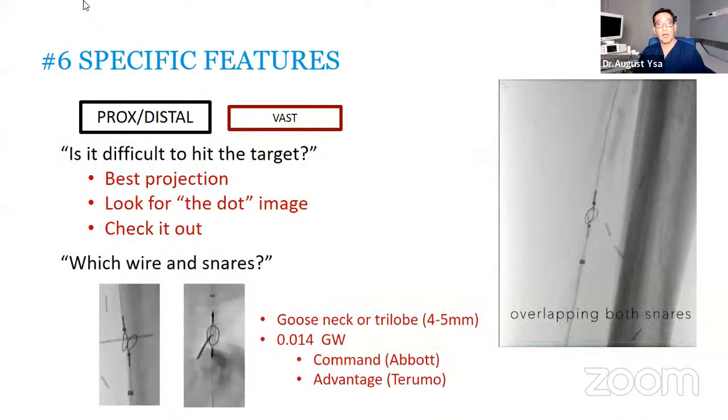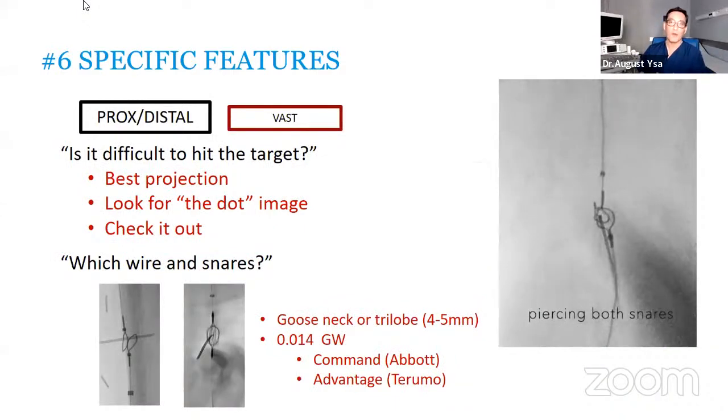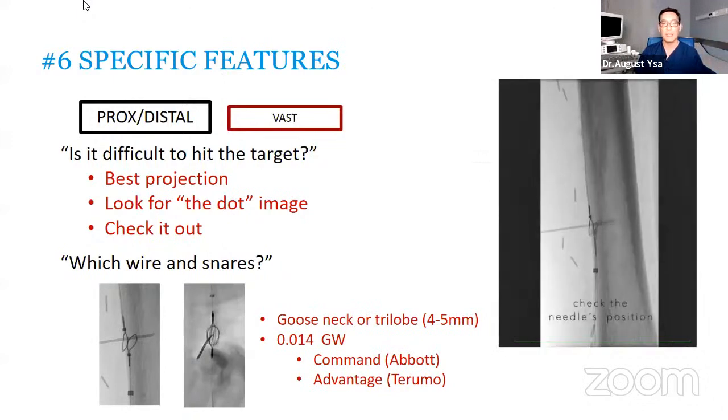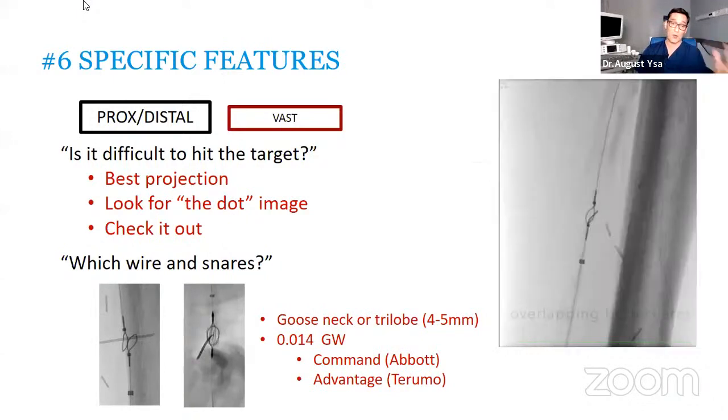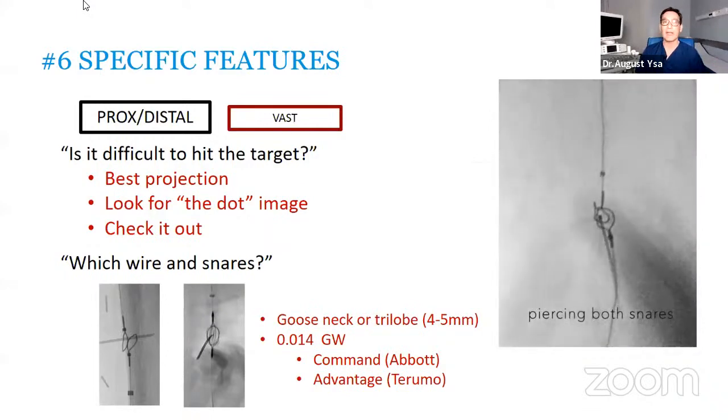And then we advance a quite soft wire, a 014 wire. It can be either a Command or the Advantage 014. And you can also use a Goose Neck snare, or a Trill of 15 millimeters, probably enough.